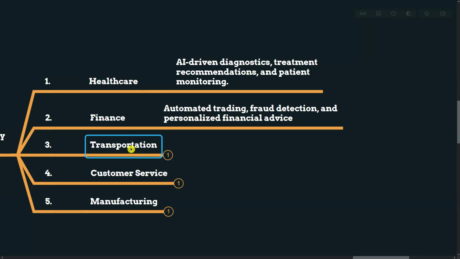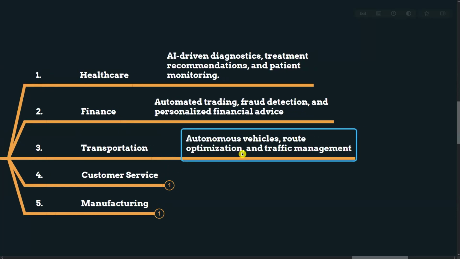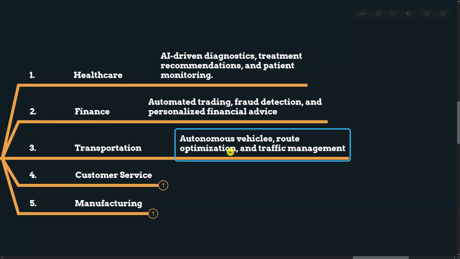So there are a lot of use cases in finance also, and in transportation: autonomous vehicles, route optimization, and traffic management. Okay, that's a good example. Guys, did you use Google Maps in recent days? In Google Maps, I noticed one thing, just last week I think. When I'm driving a car, it says exactly how many kilometers per hour I am going.